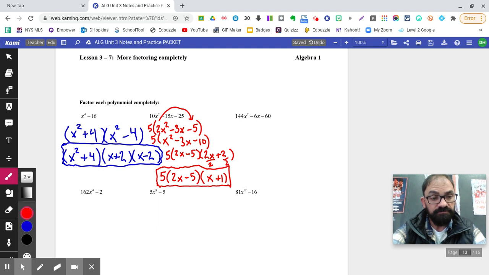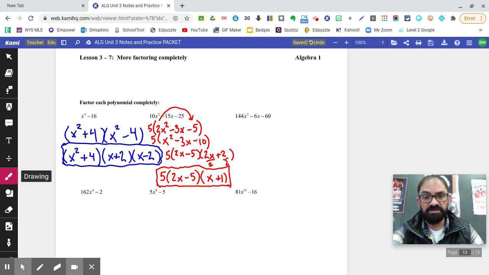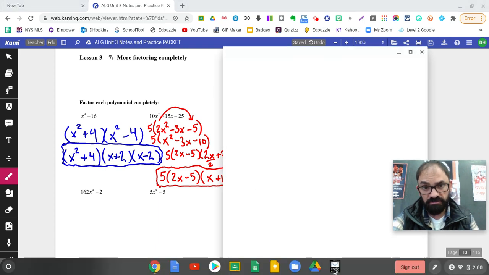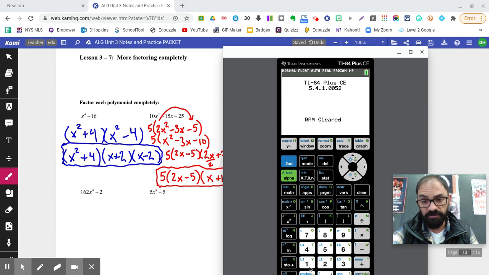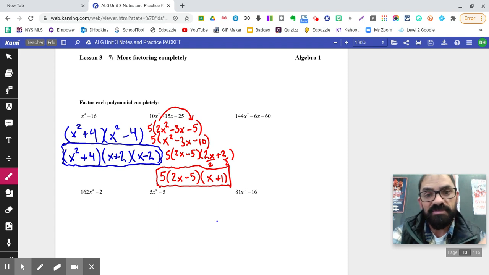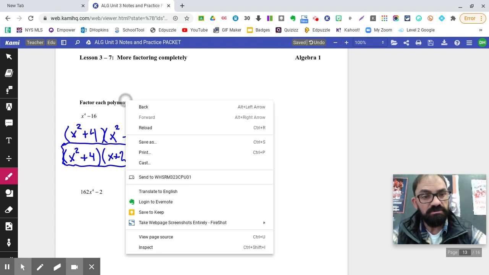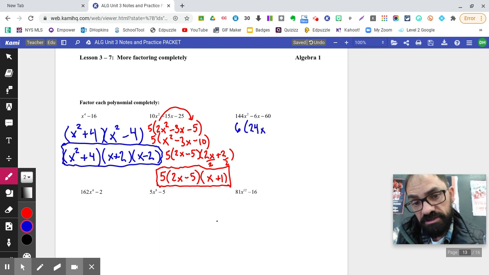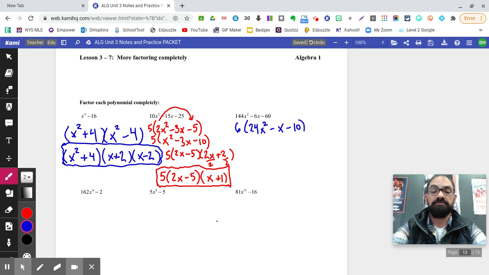The third one, 144. Let's see, does 6, we know 6 goes into 60, but does it go into 144? It must, because 12 times 12 is 144. So let's see here, 144 divided by 6 gives me 24. Okay, there's my answer. So 6 goes into all of these. 24x squared minus x minus 10.